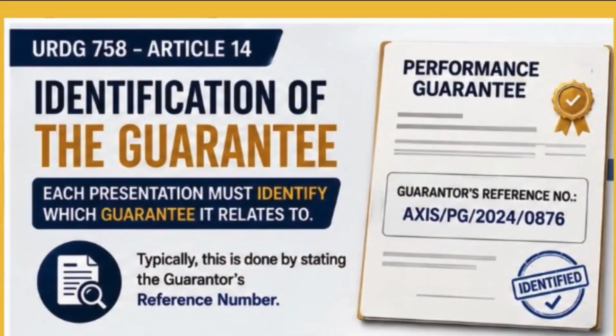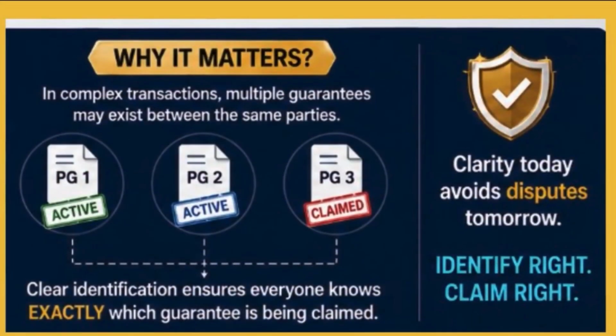Finally, Article 14 addresses identification of the guarantee. Each presentation must identify which guarantee it relates to, typically by stating the guarantor's reference number. If the presentation does not identify the guarantee, the time for examination starts from the date of identification, not from the date of submission. This prevents confusion where multiple guarantees exist and creates clarity about which guarantee is being claimed upon.